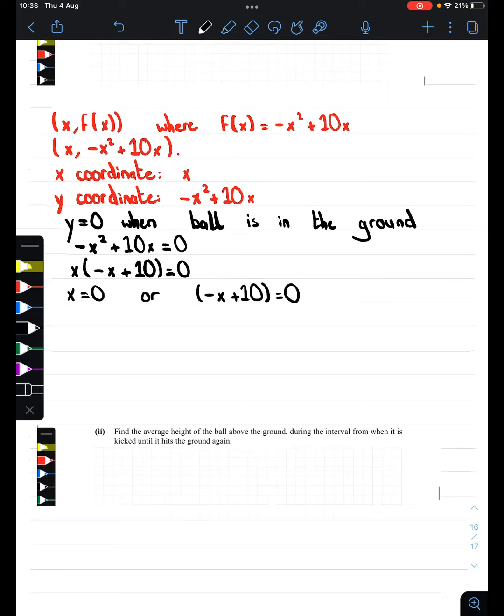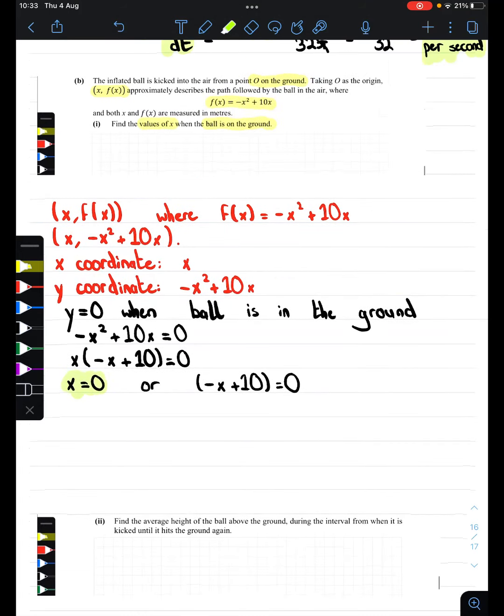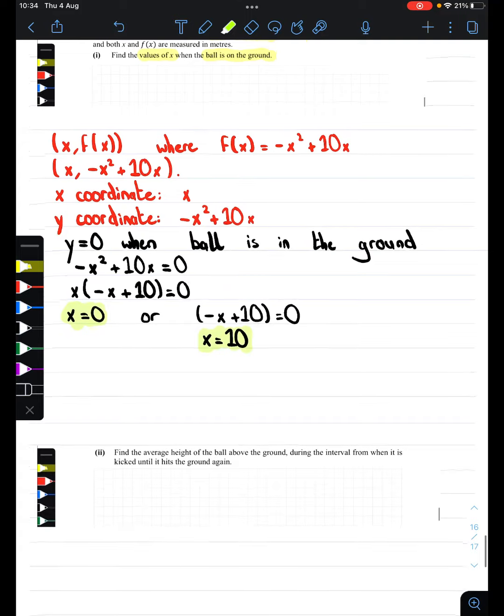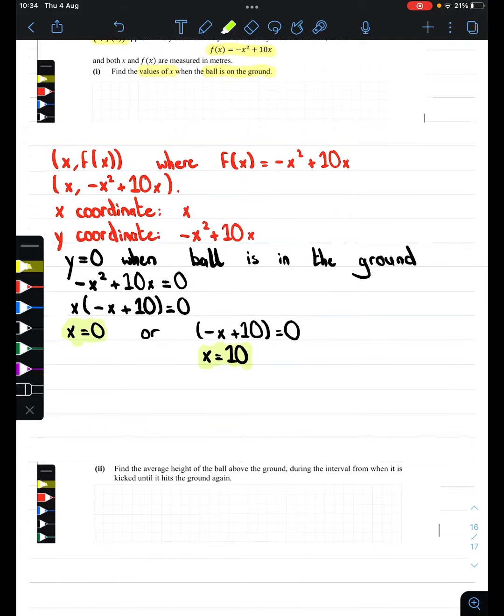Okay, so either x equals 0, that's just one value of x, which makes sense. The ball is on 0 when he kicks it, and x is 0 before he kicks it. It hasn't traveled any distance horizontally. Or minus x equals 10, which means that if we bring over the x, we get that x equals 10. So the ball hits the ground after traveling 10 meters horizontally. So those are the values of x when the ball is on the ground.